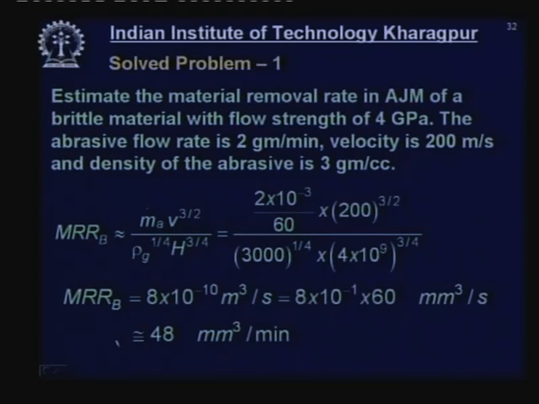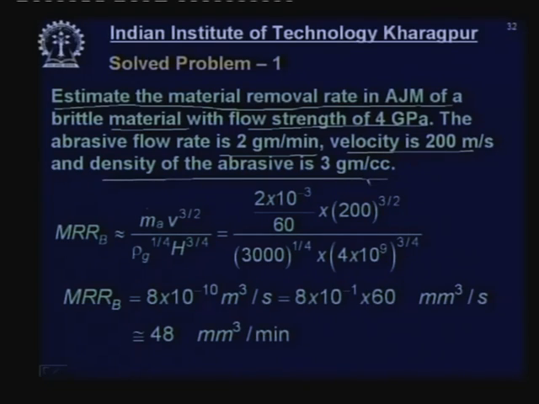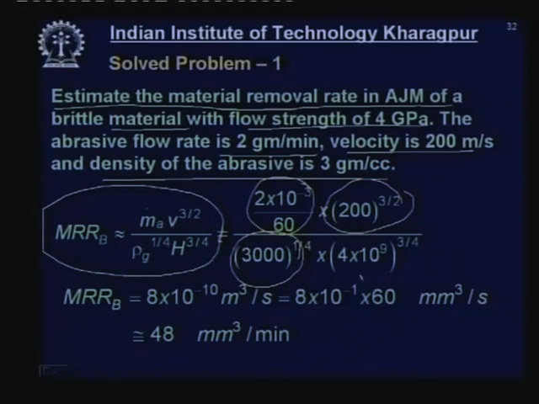Now, let us go to more complicated problems or solve problems. Here, you have to estimate the material removal rate in abrasive jet machining process, where it is a brittle material with a flow strength of 4 gigapascal. Abrasive flow rate has been given, velocity of the abrasive is given and density of the abrasive is also given. Already we have developed a model, this is my model. So, from this model once I put 2 into 10 to the power minus 3 by 60, that is the mass flow rate of the abrasive, 200 is the velocity of the abrasive, 3000 is the density, and 4 into 10 to the power minus 9 is the flow strength.